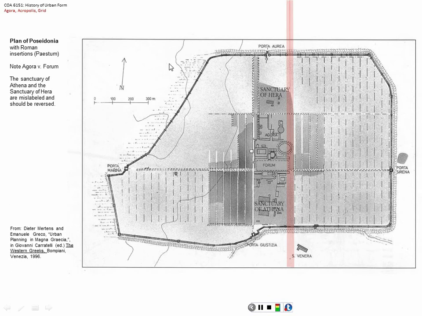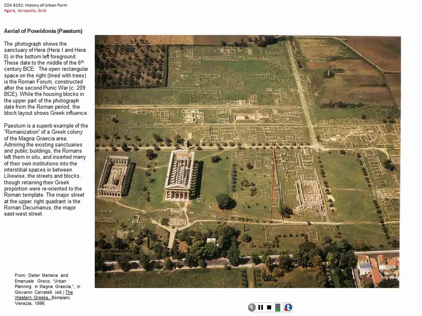The walls, they're the walls. They are still intact. And originally the ocean was here. It's now about a mile away. The river, in fact, has silted in. And there we see the excavations from the air.